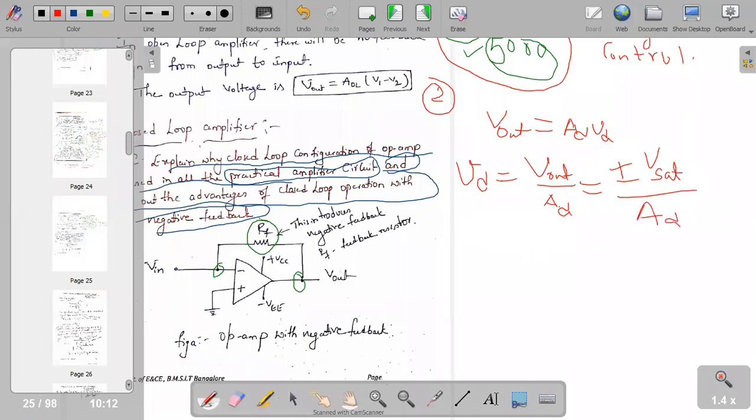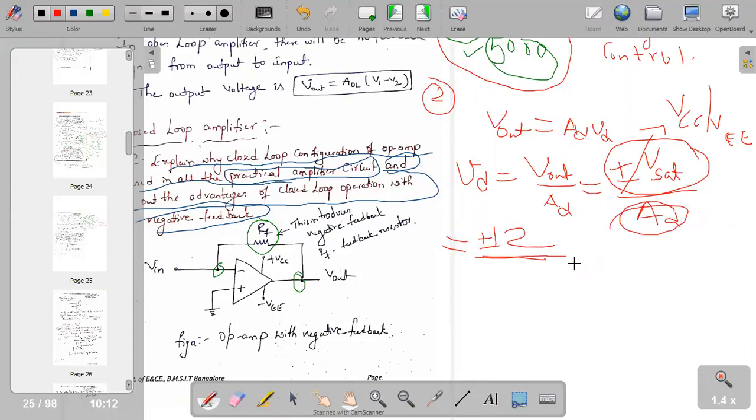Observe here. But practically, what is the value? The plus or minus saturation voltages are nothing but your supply voltages, VCC or VEE. For practical op-amps, it is 90% of your supply voltages. I'll just consider plus or minus 12 volts. And what is the value of AD? For a practical op-amp, the differential gain is 10 power 6. You can write it as plus or minus 12 into 10 power minus 6.